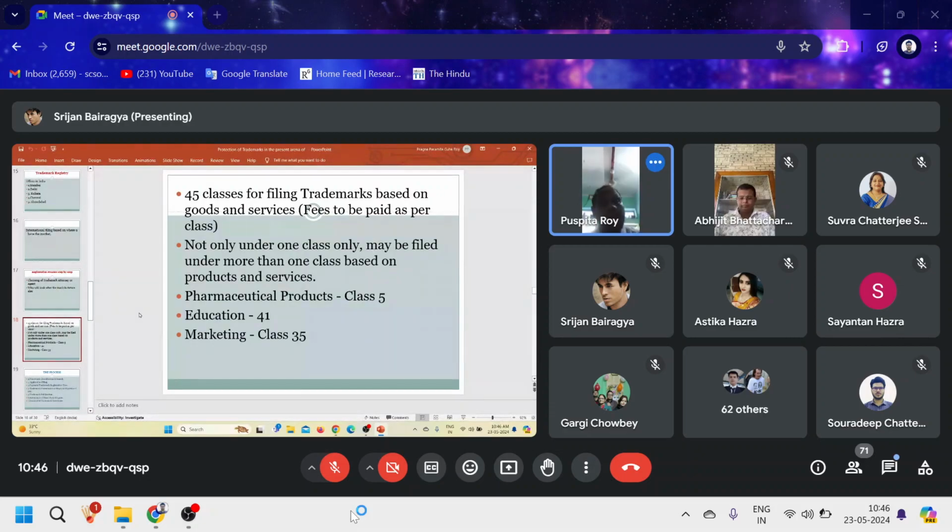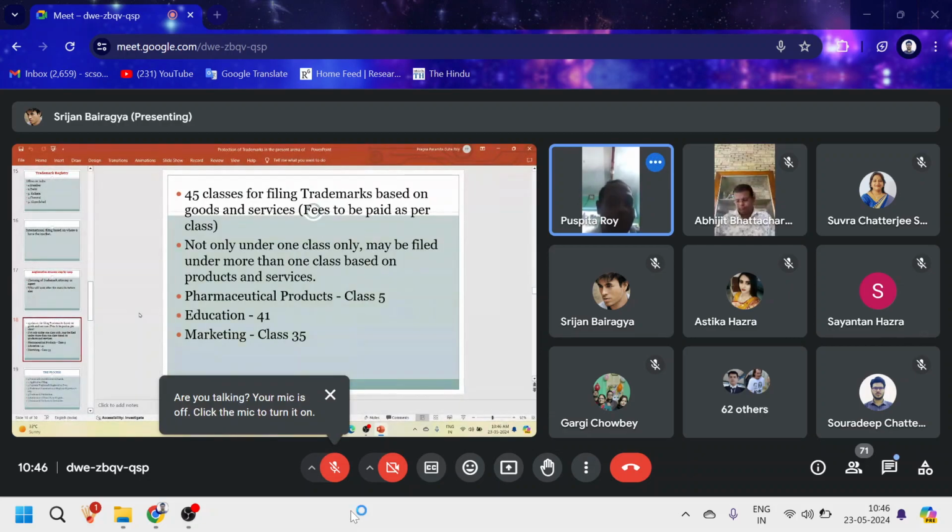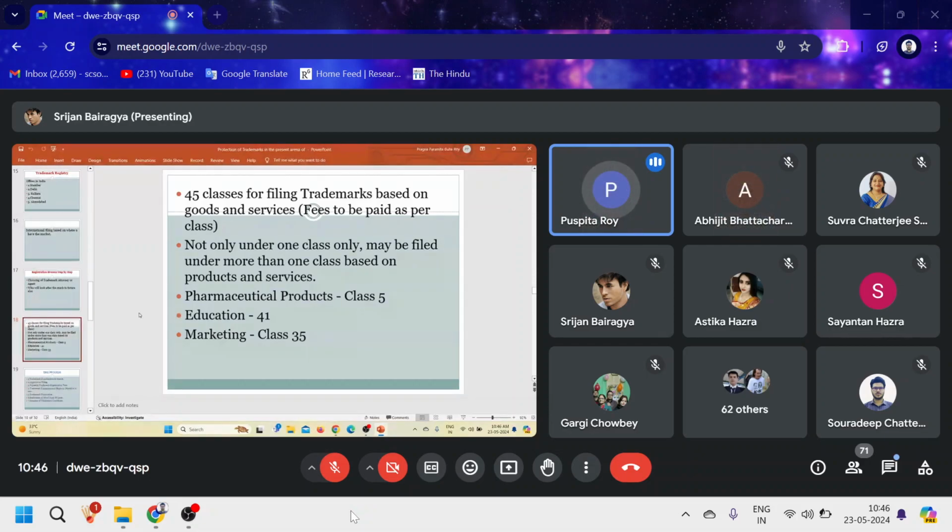One more important thing you must keep in mind is that I can apply for registration not only under one particular category or class. I can apply for registration for more than one specific class also. Suppose I'm carrying on a business of this category and that category also, so 2-3 types of goods. I will apply for registration under those specific classes, and it will be more than one class. Clear?